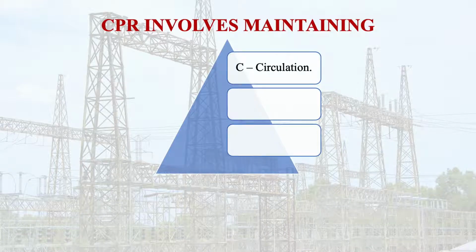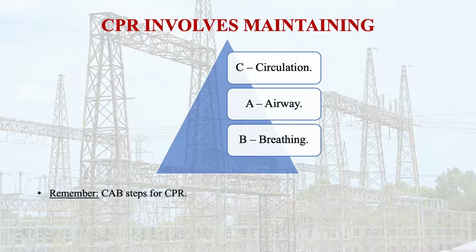CPR involves your maintaining of CAB. C stands for circulation, A stands for airway, B stands for breathing. So students, please remember CPR has to be given in form of CAB. That is, you will first attend the circulation, then you will maintain the airway, and then you will go on to give the breathing or maintain the breathing of the victim.